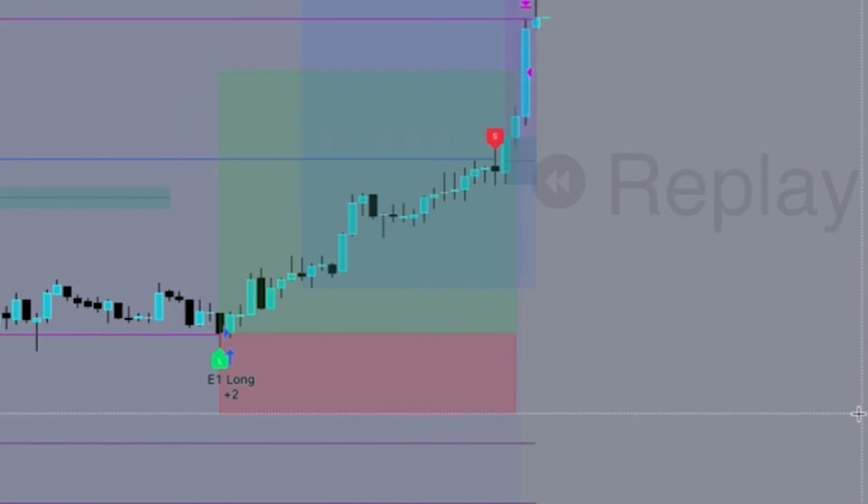These are levels where institutions have placed their orders and they act as magnets for price, meaning when price hits one of these levels, it's going to have a big reaction, which allows us to catch these good risk to reward trades. As you can see, I use an indicator that automatically marks out all of these levels for me.